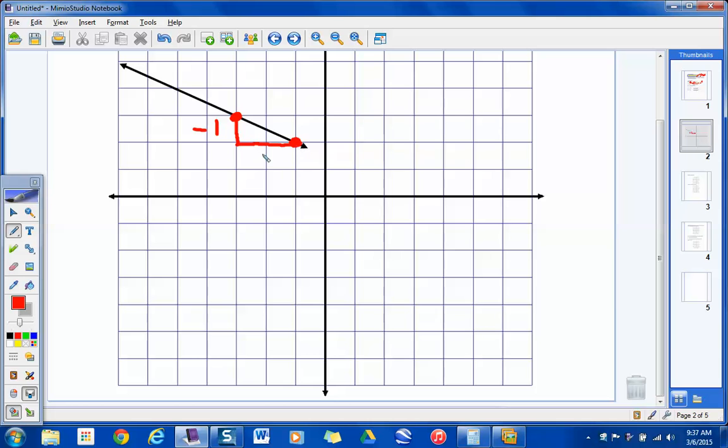How about the run distance? 2. Positive 2. So how about the slope of this? Negative 1 over 2. Negative 1/2.